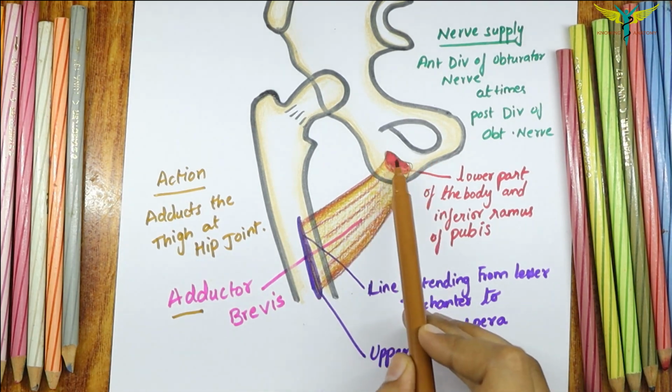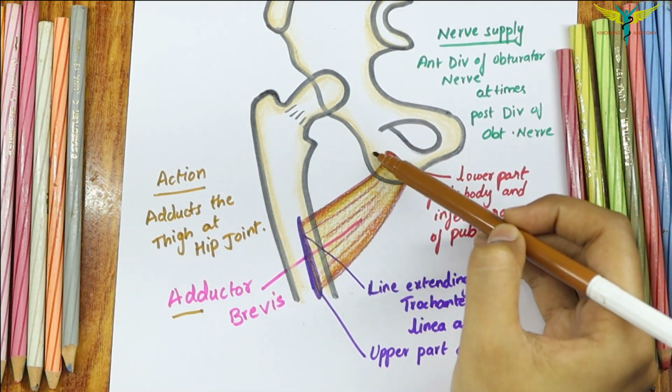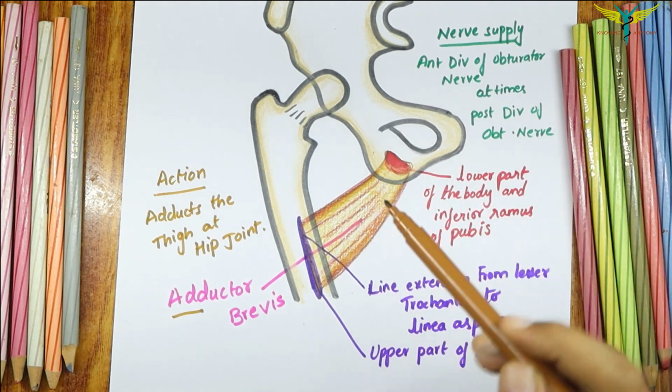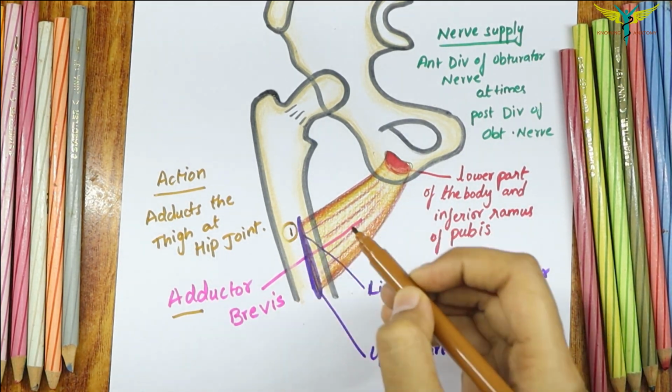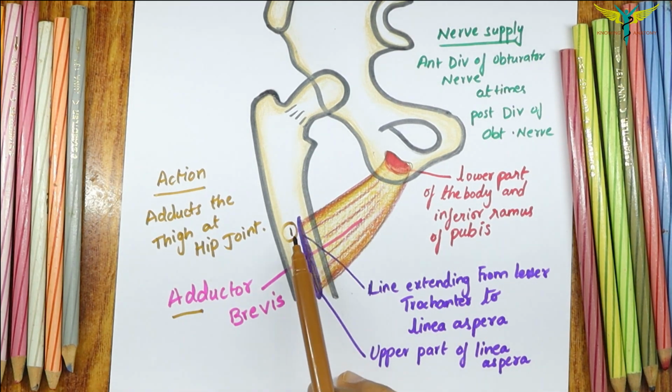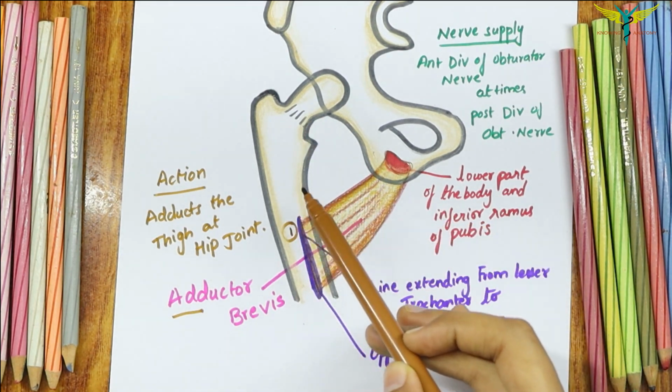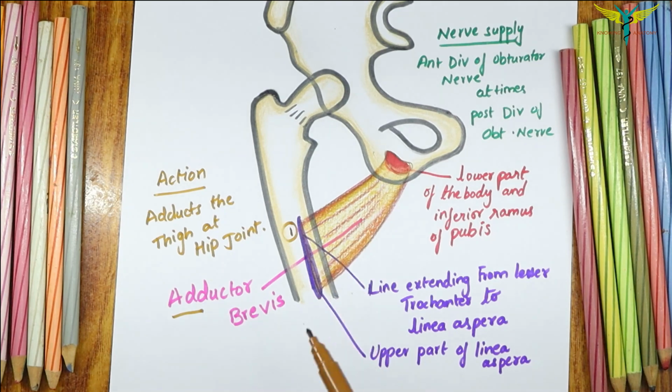It originates from the lower part of the body and the inferior ramus of the pubis, and it inserts at two points. The first point is at the line which extends from the lesser trochanter to the linea aspera, whereas the second insertion is at the upper part of the linea aspera.